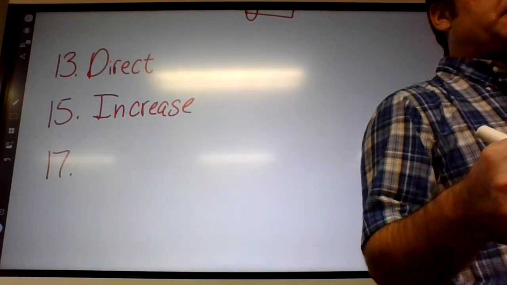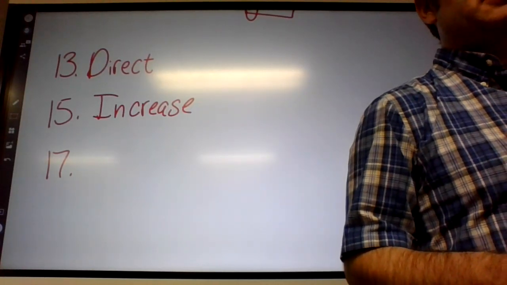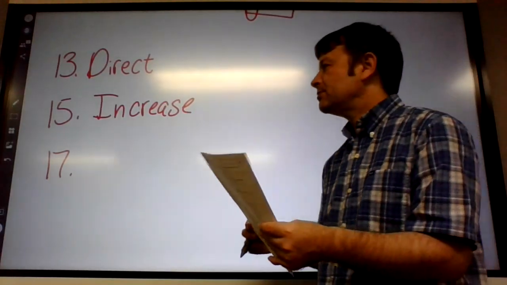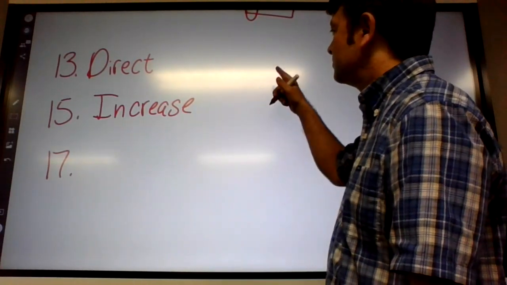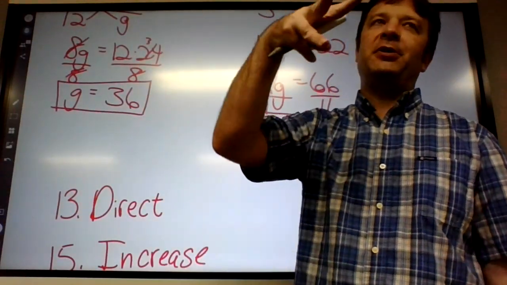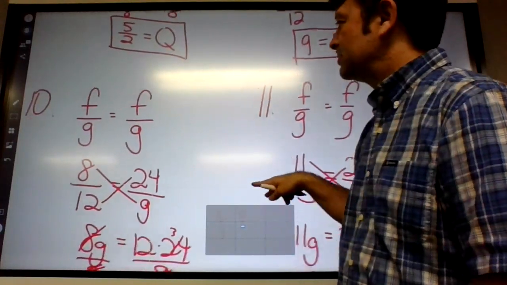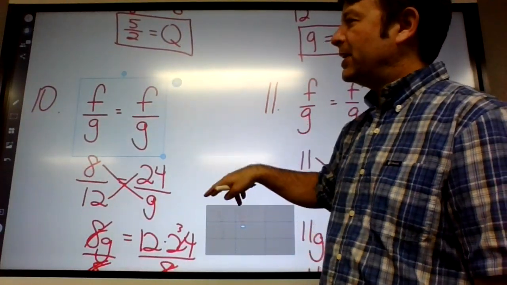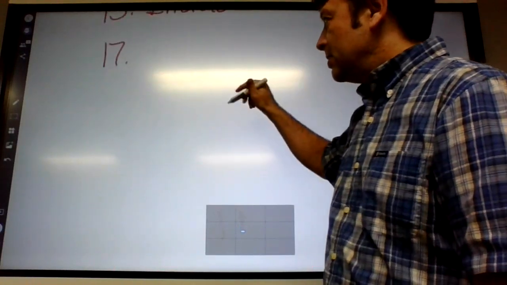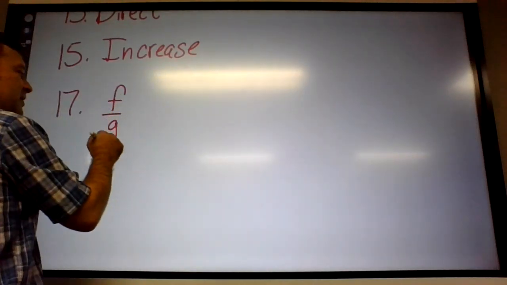Okay, so on 13 we said this is a direct variation. So which formula are we going to use to solve this? This is the one where they give you two numbers and then a third number and you're supposed to find the fourth. No, that's inverse. F over G equals F over G, same as the ones we were just doing. Yeah, this is direct. They didn't really give us F and G's.